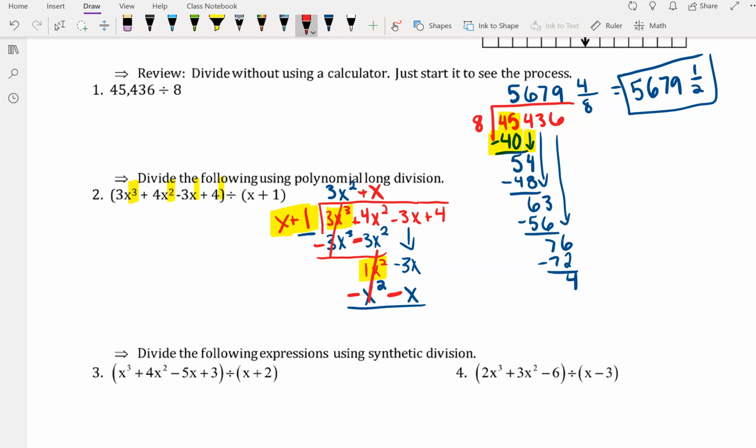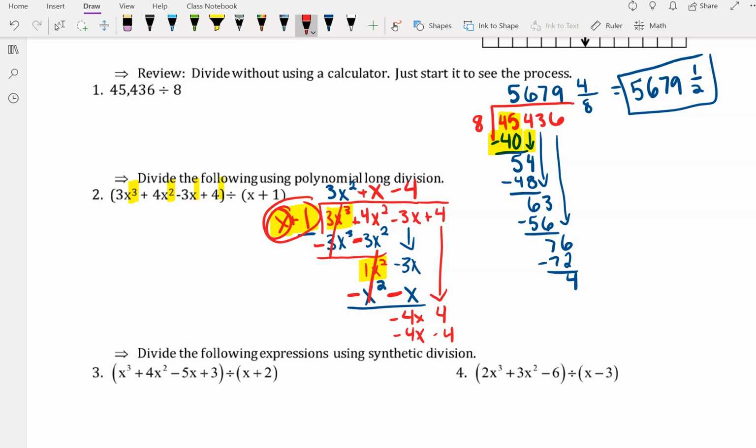These first terms should cancel. Negative 3x minus x is negative 4x. And then I bring the last term down. And do the whole process over again. What would I have to multiply x by to get negative 4x? The answer is negative 4. Now I multiply this entire thing by negative 4. I get negative 4x. And then negative 4 times 1 is negative 4.